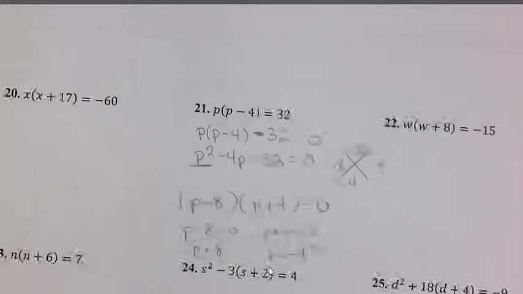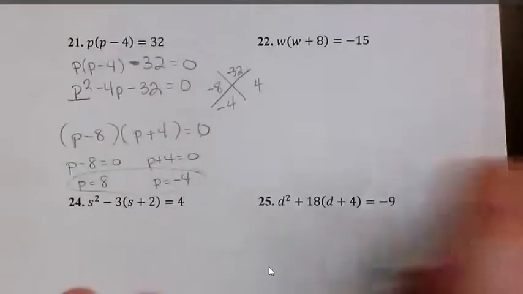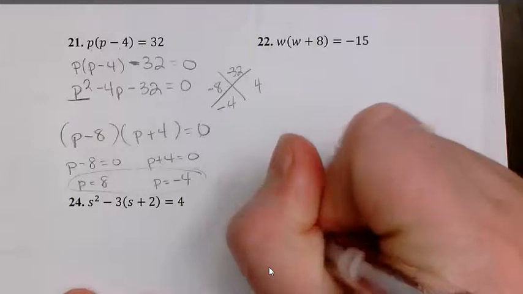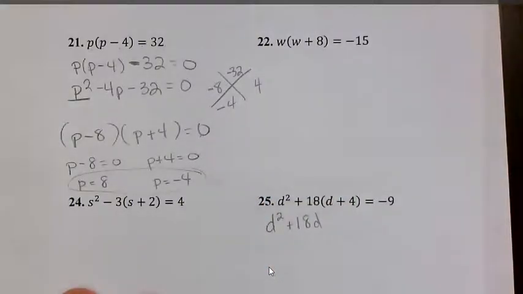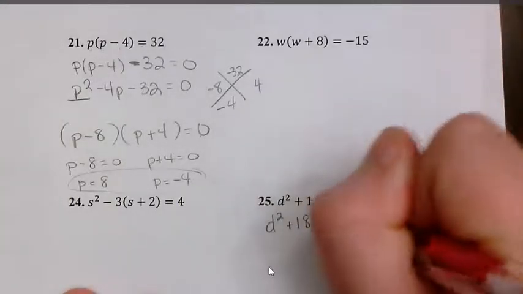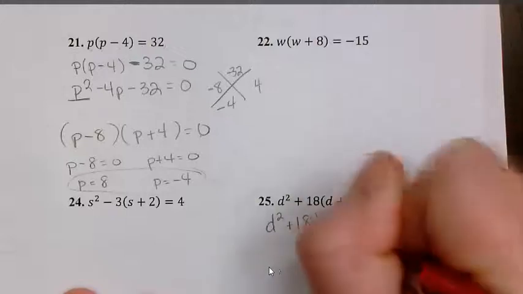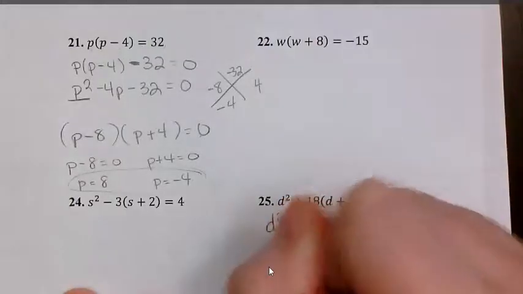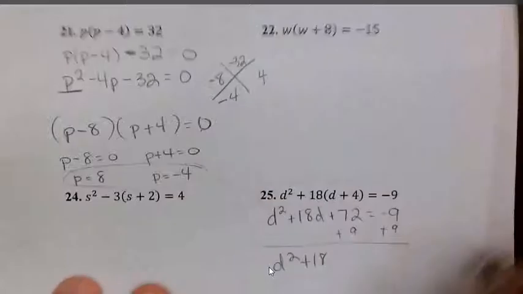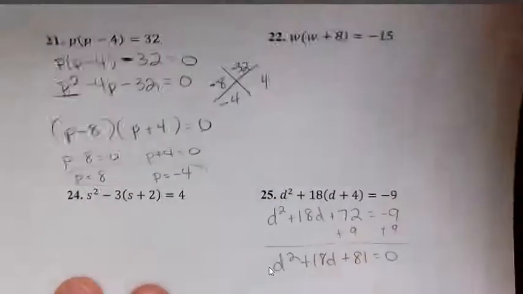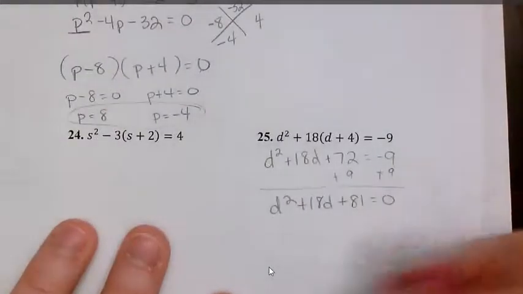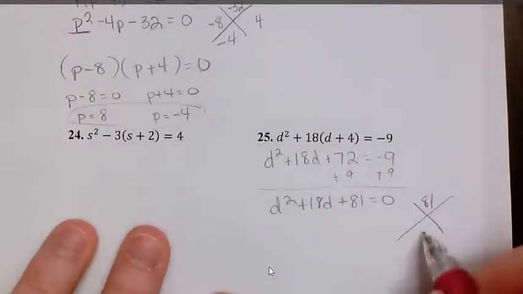So now moving up here down to 25, we're going to distribute the 18 through. So d squared plus 18d, and then 4 times 18 is 72, equals negative 9, add 9, d squared plus 18d plus 81 equals 0. So we're now looking at the factors of 81 that add up to be 18.